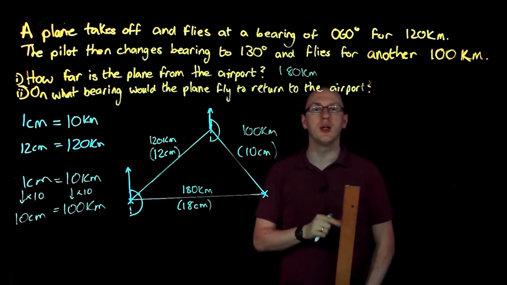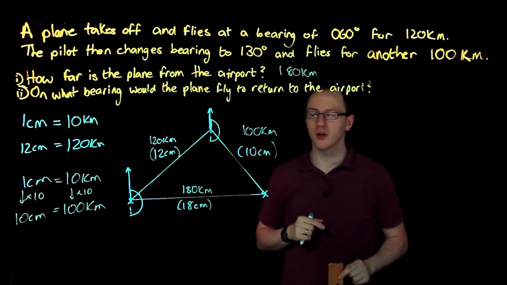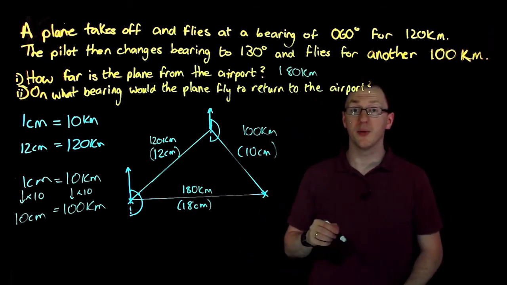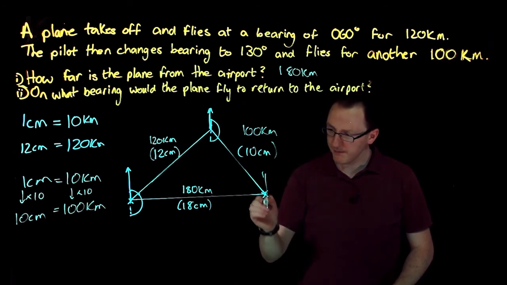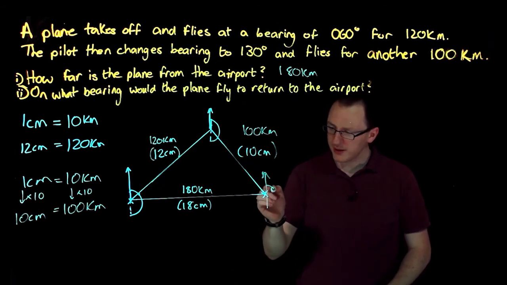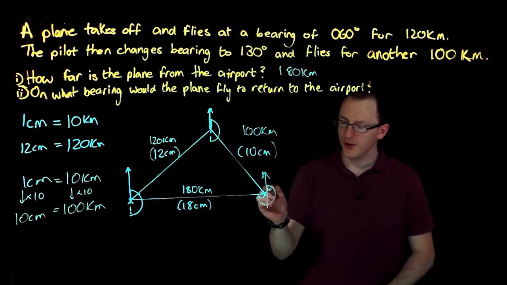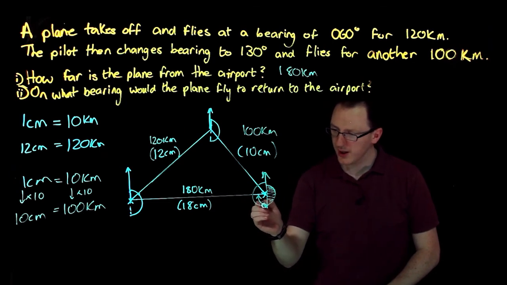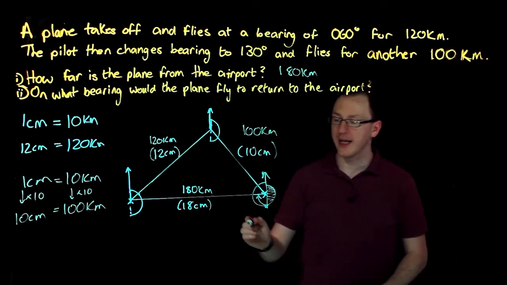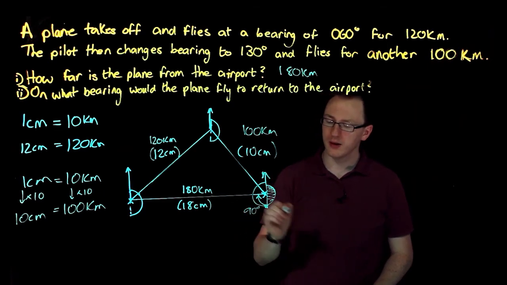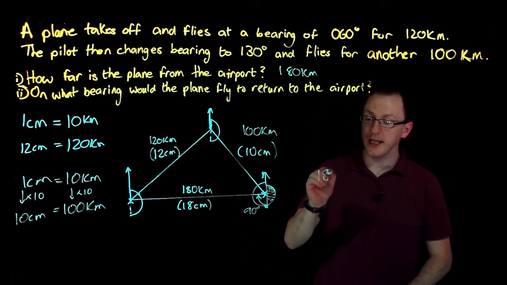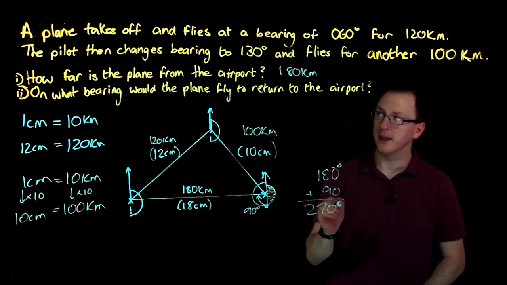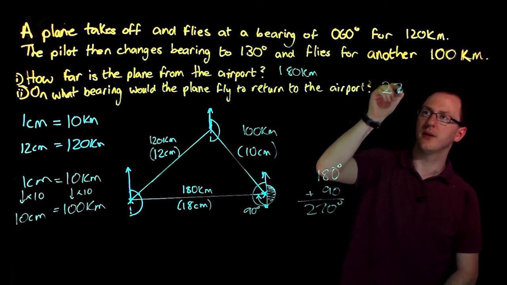And I asked what bearing he would fly to return to the airport. Well, I get my protractor, and I see it's more than 180 degrees. So I mark in north again, and I want to measure this angle here. It's 180 here. Let's put 0 at south and measure round. When I measure that, that's 90 degrees. So the bearing is 180 plus 90 degrees, which is 270 degrees.